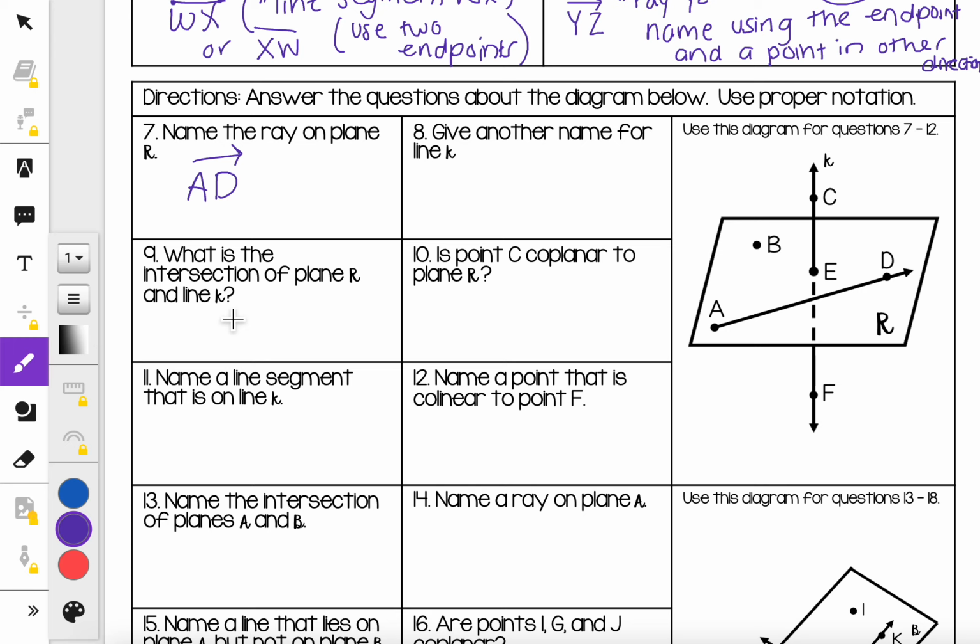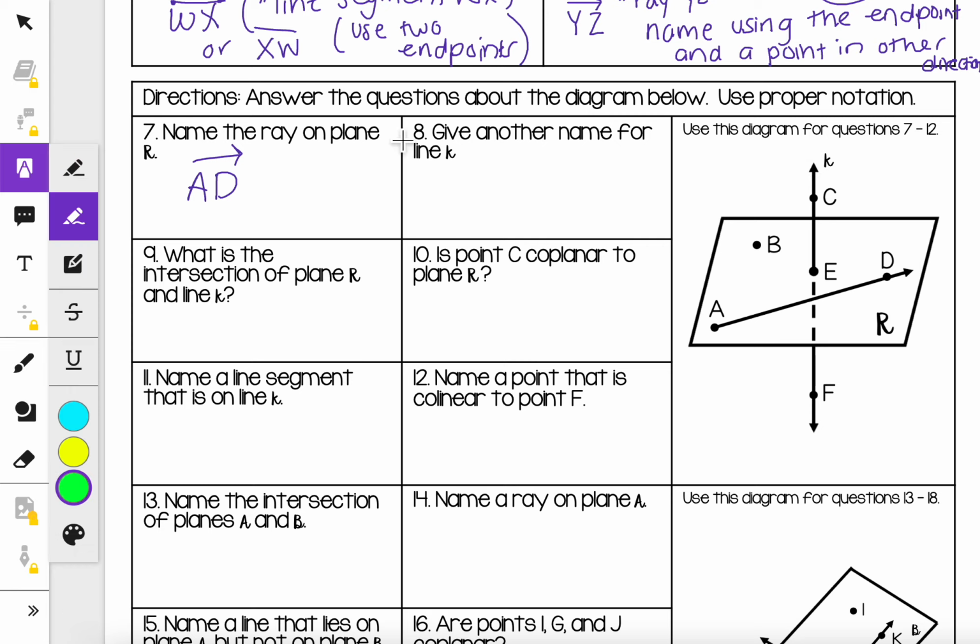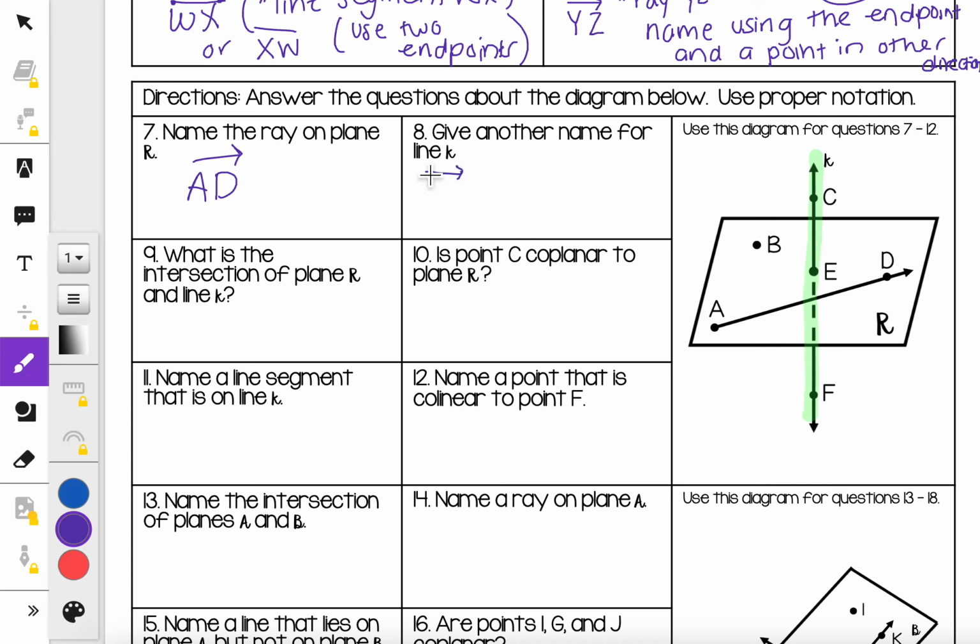Okay, number 8, give another name for line K. Okay, so if I look at line K here, line K is the one that's going through that plane. All right, there's 3 letters that are on that line, so I could name it a couple different ways, right? I could say this is line CE. I could say that this is line EF, or I could say it's line CF.